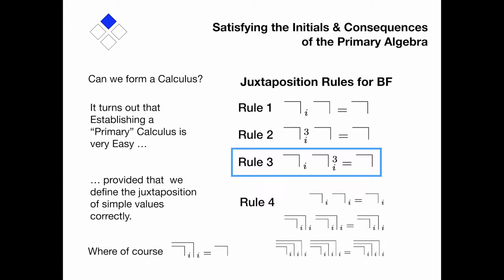Can one form a calculus? That was an easy question to answer. As long as one, working with the cancellation of order 4, defines the rules for juxtaposing the imaginary marks in the correct way, then there is a calculus that satisfies the initials and consequences of the primary algebra. And the key thing is to make it the case that one imaginary mark, and I'm using a shorthand notation, that's 3 imaginary marks that are nested, and if those two are juxtaposed together, they have to be equal to the mark, which, do remember, is a double nested mark.